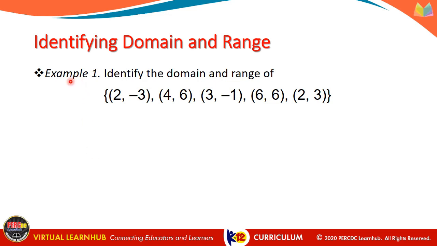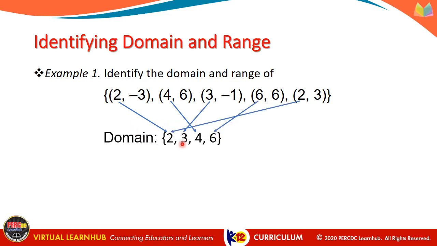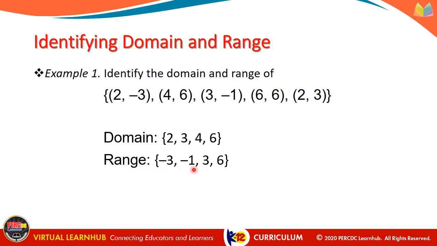Let us have an example. Example number 1. Identify the domain and range of the set of ordered pairs (2, -3), (4, 6), (3, -1), (6, 6), and (2, 3). In this given set of ordered pairs, the domain would be 2, 3, 4, 6. These are the x values: 2, 4, 3, 6, 2. We just have them here arranged in ascending order. For the range, it would be -3, -1, 3, and 6. These are the y values: -3, 6, -1, 6, and 3. Again, we just have them here arranged in ascending order. Okay?